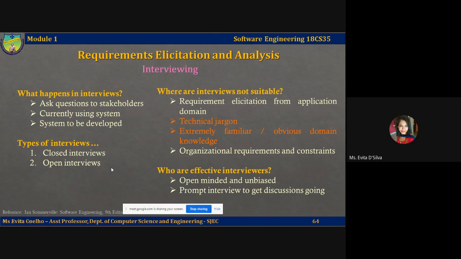developed. Interviews are good for getting an overall understanding of what stakeholders do, how they might interact with the system, and the difficulties that they face with current systems. However, interviews are not so helpful when it comes to understanding the requirements from the application domain. This can be difficult for two reasons.